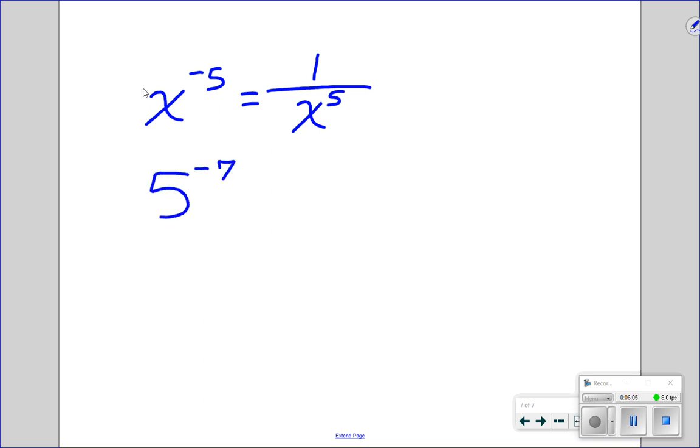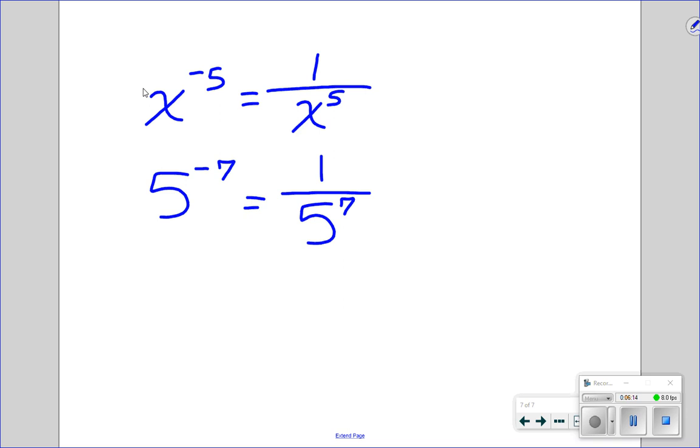So, to do a couple examples real quick, if you have any number, we'll use x to represent a number, raised to the negative fifth power, what that means is 1 divided by, or 1 over, x to the fifth. It's like dividing by x 5 times, which can be written as 1 over x to the fifth. So if I have 5 to the negative 7th power, that's the same as 1 over 5 to the 7th. These two are equal to each other.